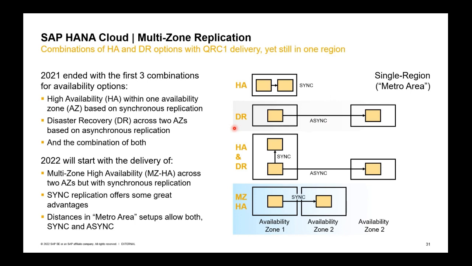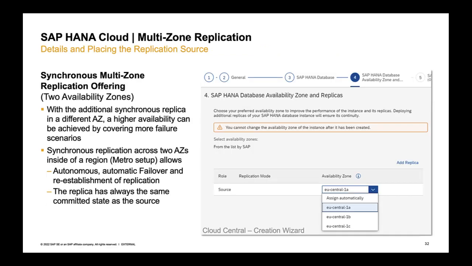We want to start with a multi-zone high availability, as it's shown here, MZHA. Here we want to bring the very nice and very useful synchronous replication to two availability zones. So far we always had an asynchronous replication in between the availability zones. Now we want to have synchronous replication between the availability zones, and this gives us very interesting options we will see on the next slide. So this is very helpful.